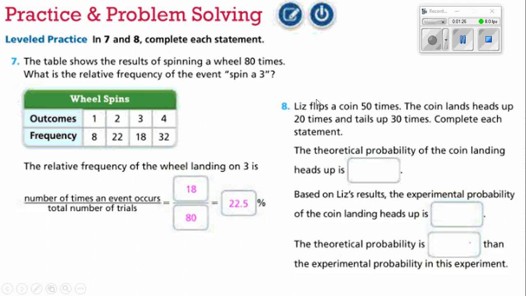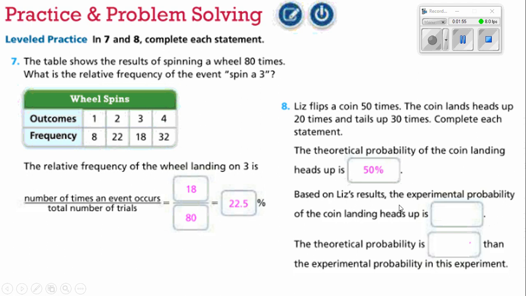Liz flips a coin 50 times. The coin lands heads up 20 times and tails 30 times. Complete each statement. Well, once again, we would expect that the theoretical probability of the coin landing on heads is 50% of the time. So you would take 50 and divide it by 2, and you would think it'd get 25.